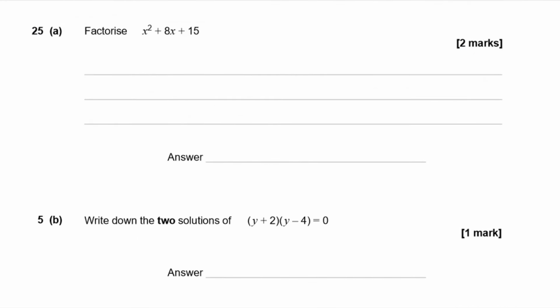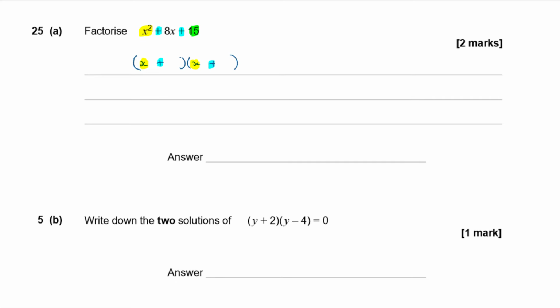25a, factorize x squared plus 8x plus 15. Okay, now this is a quadratic, and I know that quadratics normally factorize into 2 brackets if they're going to factorize. Now this starts with x squared, so I'm going to have x and x inside my brackets there and there, because x times x is x squared. And I can see I've got plus and plus in my quadratic, so I'm going to have plus and plus inside my brackets too.